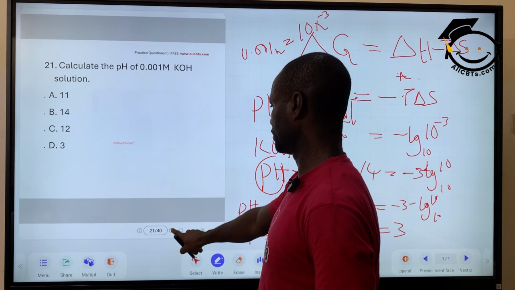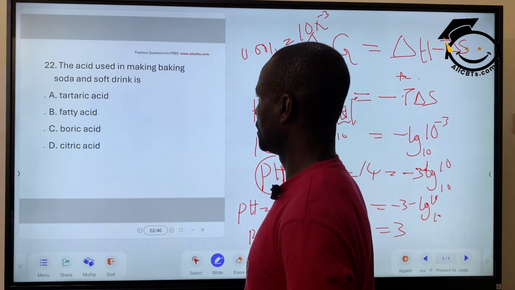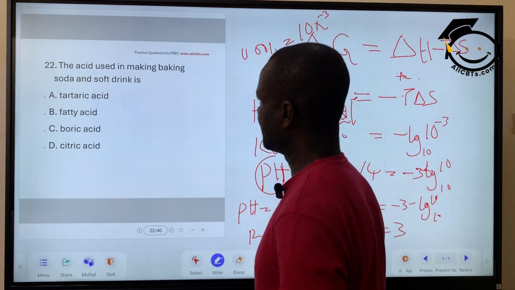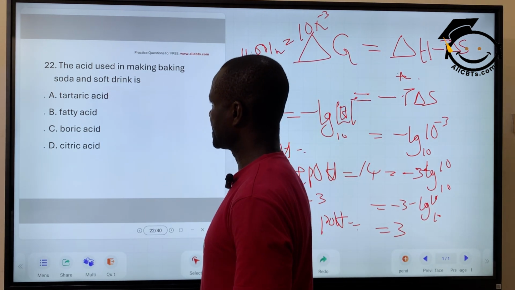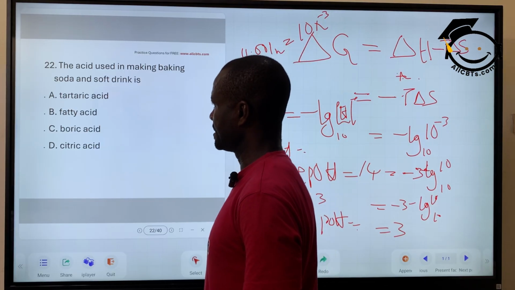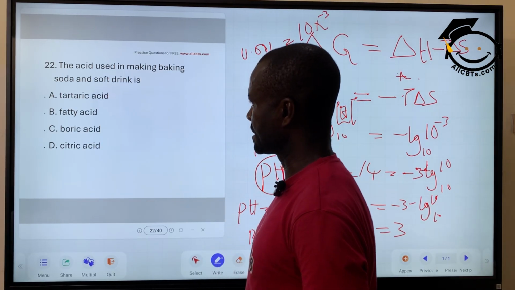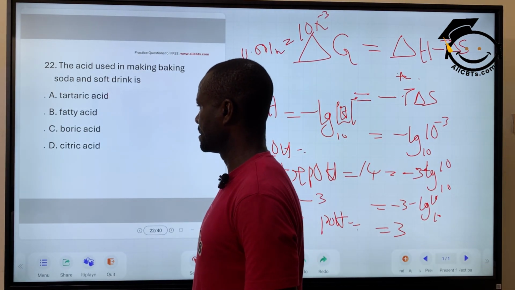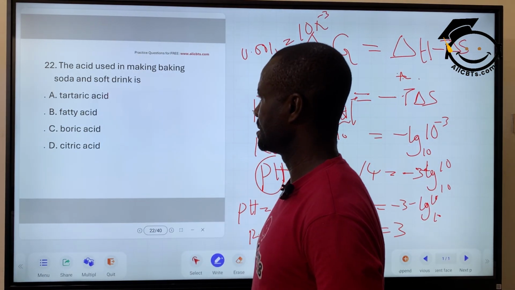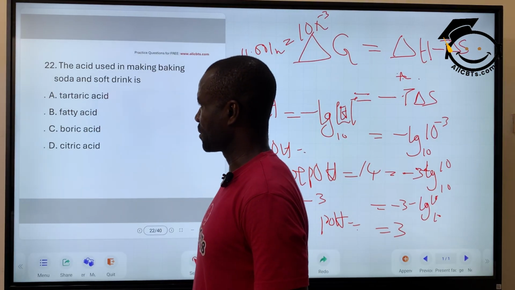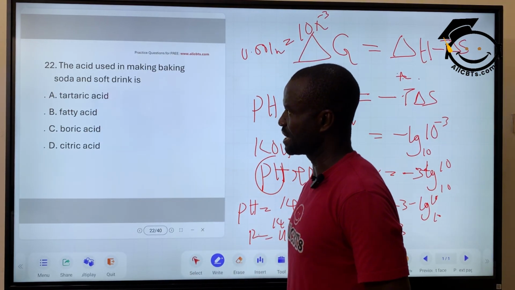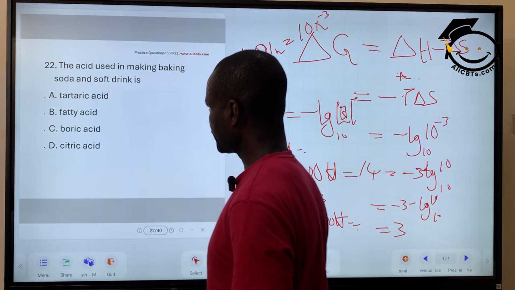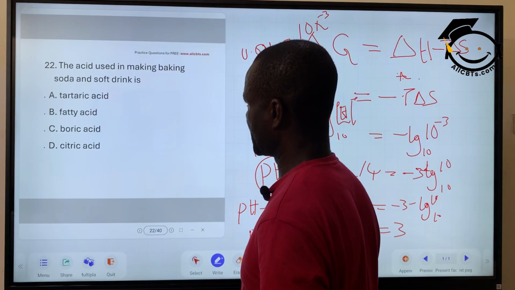All right. Next question. The acid used in making baking soda and soft drink is A. Tartaric acid, B. Fatty acid, C. Boric acid, and D. Citric acid. Tartaric acid is the correct answer, which is the only acid that reacts with baking soda that will release carbon dioxide, and is used in preservation of soft drink.